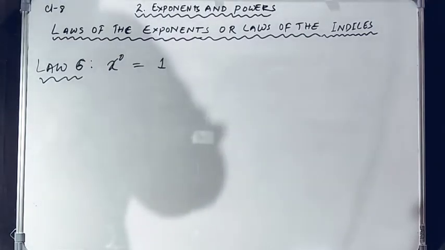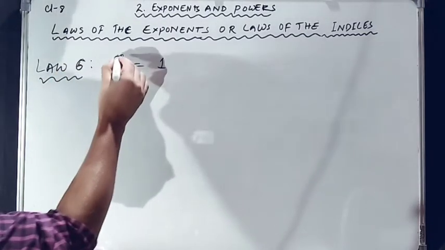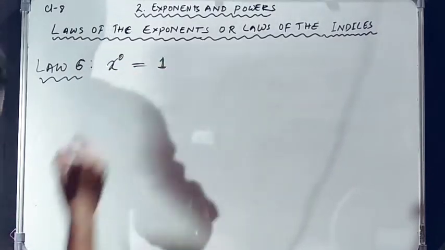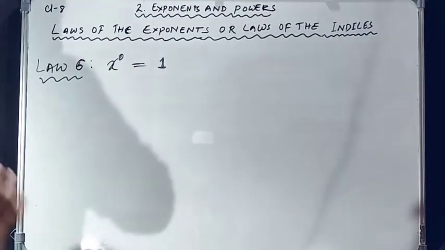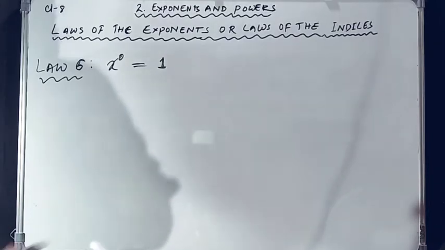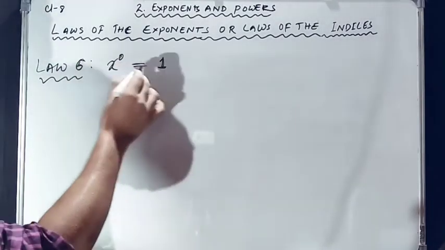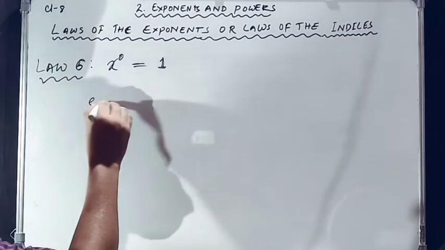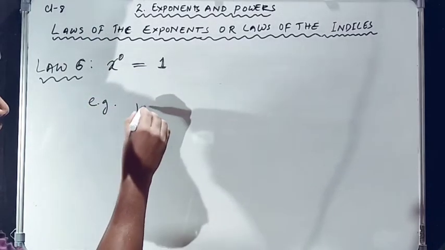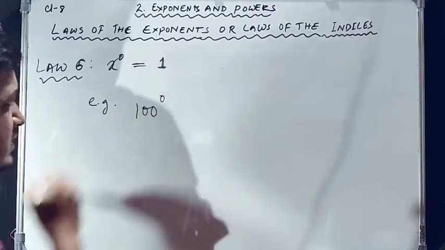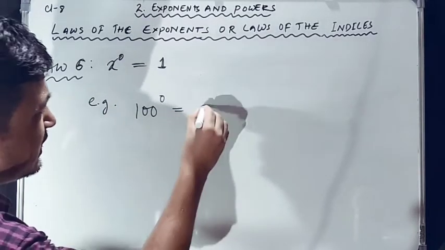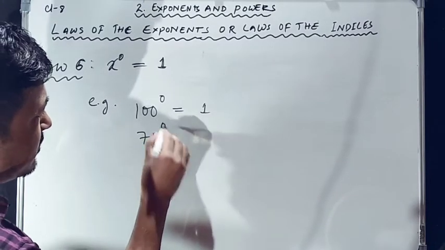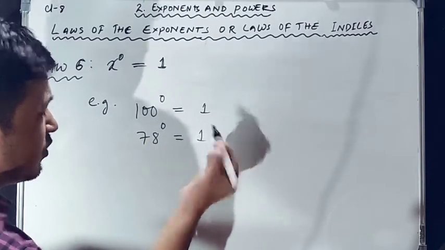Now law number 6. X raised to the power 0 is equal to 1. So any number which has 0 as a power or exponent is always equal to 1. Example, I will write here. Suppose I have 100 raised to the power 0. So it is equal to only 1. Similarly, suppose I have 78 raised to the power 0. So that is equal to 1.